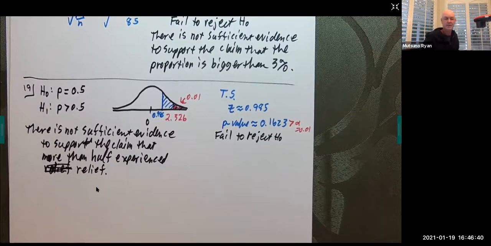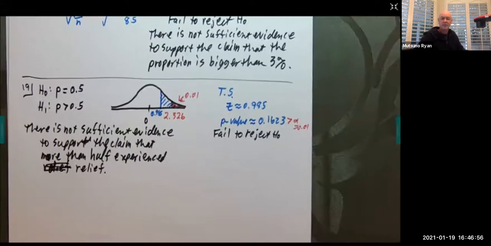That was 19. All they're looking for in 20 and 21 are the p-value. So that's all we're going to find. We're not going to do a full-on test for those.